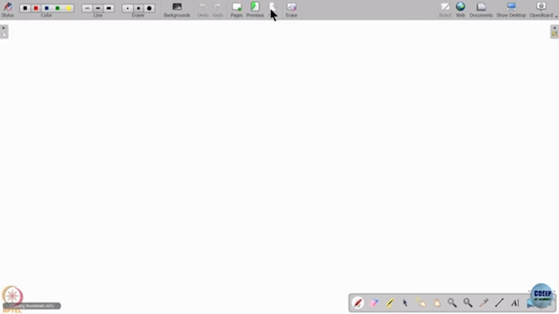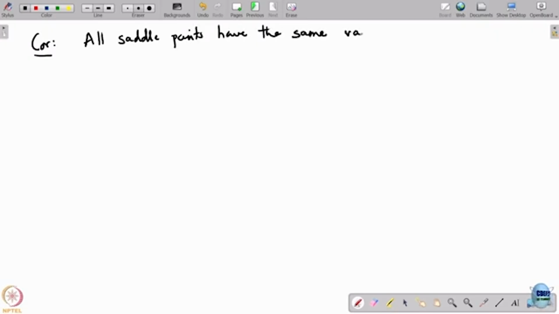So the corollary here is: all saddle points have the same value. Now this is in itself significant, because it says that even if there are multiple saddle points to the game, it doesn't matter which one you pick. The value that each player gets is the same, regardless of what that saddle point is.